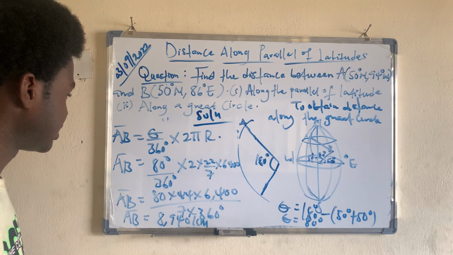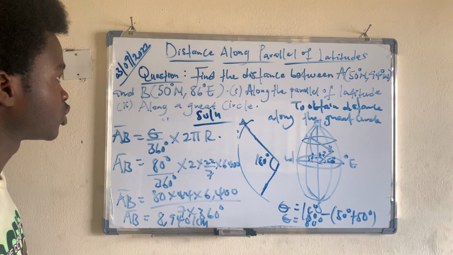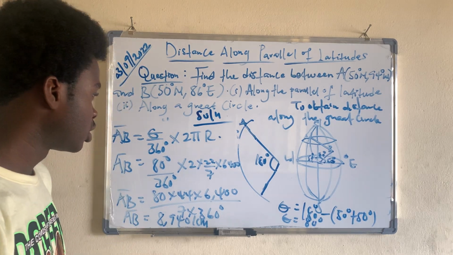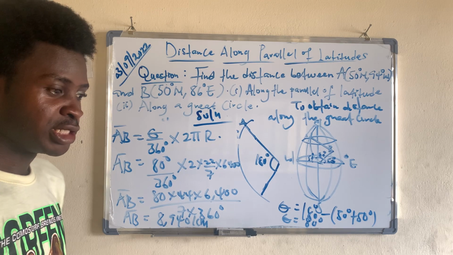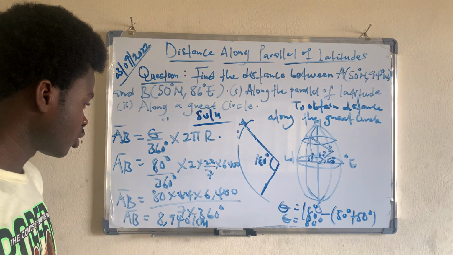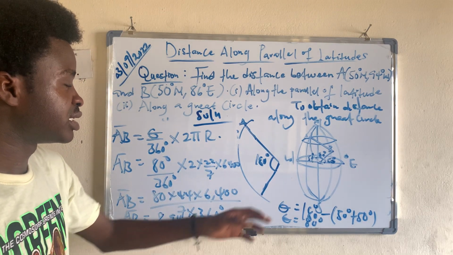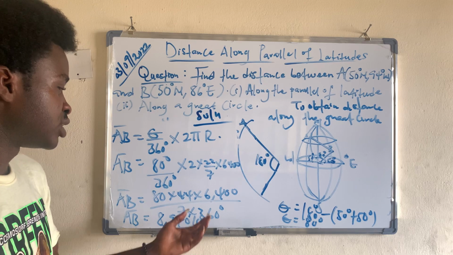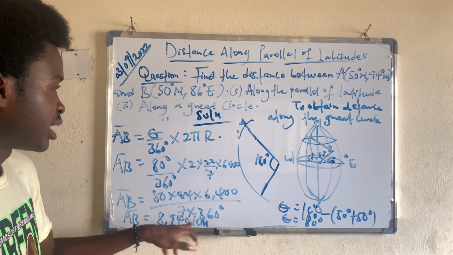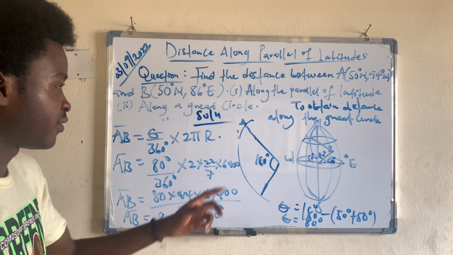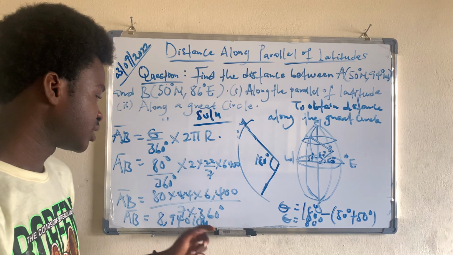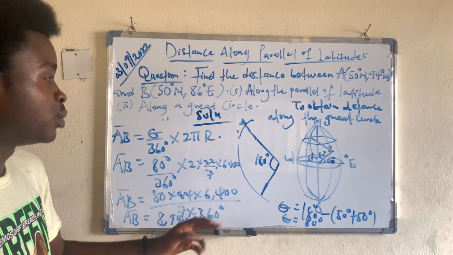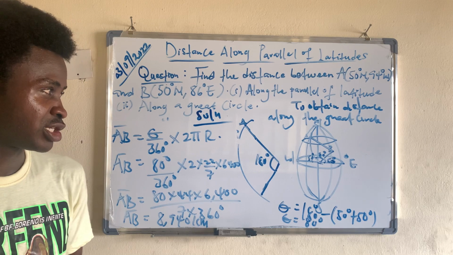And this is how we solve questions to get distance along parallel of latitude and great circle. You could observe that in our first class we talked about how the distance along a great circle is shorter than the distance along a parallel of latitude, which is correct. Distance along the parallel of latitude is 13,000 kilometers. So it is clear that 8,940 kilometers is lesser than 13,000 kilometers. Thank you.